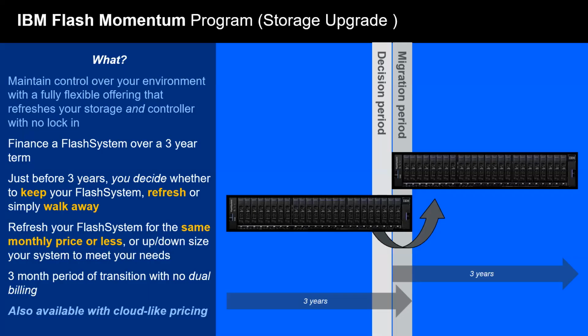Also, Pure, our friends Pure, the company that has never made a penny, make a lot of noise about their Evergreen program. We've got the same with Flash Momentum. Just like you'd finance a car over 3 years, you could finance a Flash System 5035. After those 3 years, we will put a new kit down at the same price or cheaper, or you can just walk away. The difference between us and Pure is we don't make the customer sign on the dotted line, so they can just walk away after that 3-year lease.